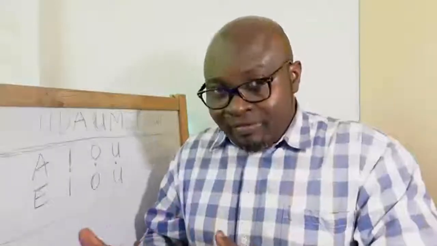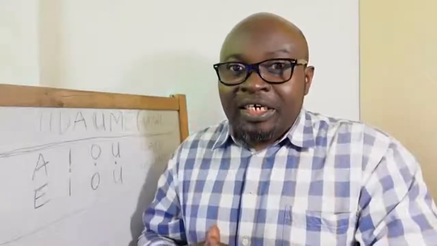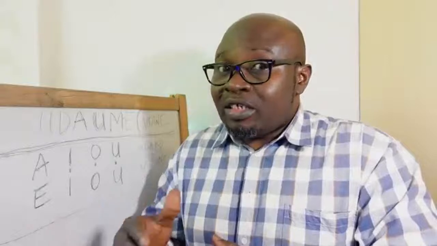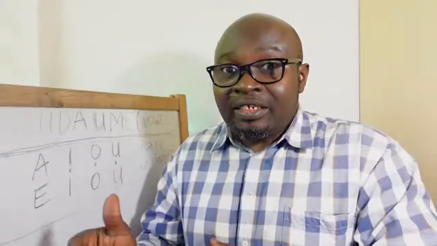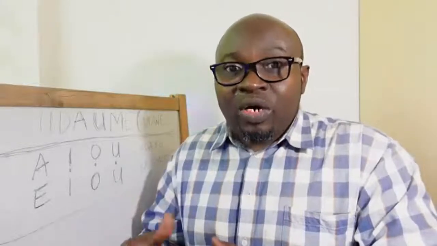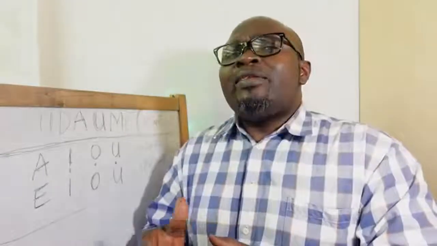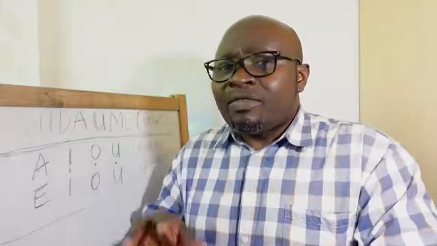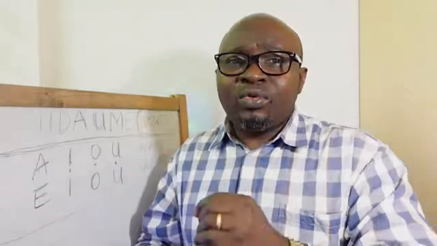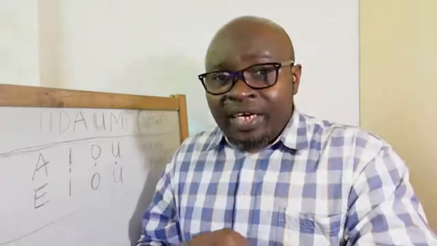Udaume is vowel in English. Every language definitely will have this vowel, and in Igbo we call it Udaume. In Udaume, we have two different kinds: we have Udaro and Udamfe.